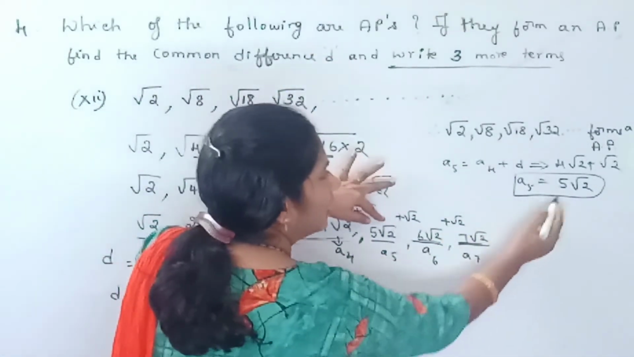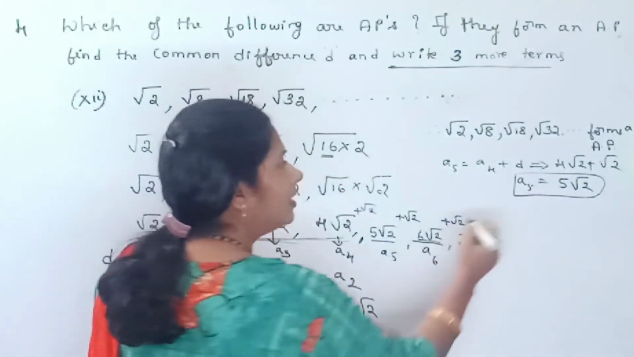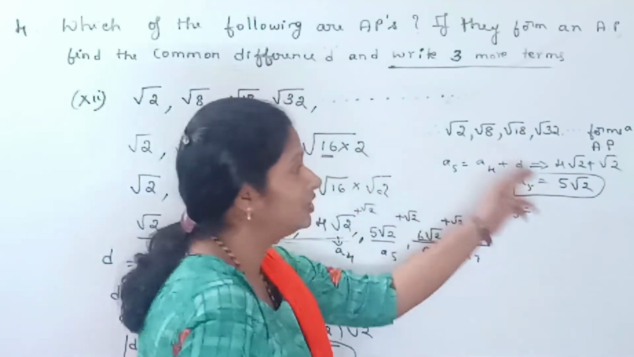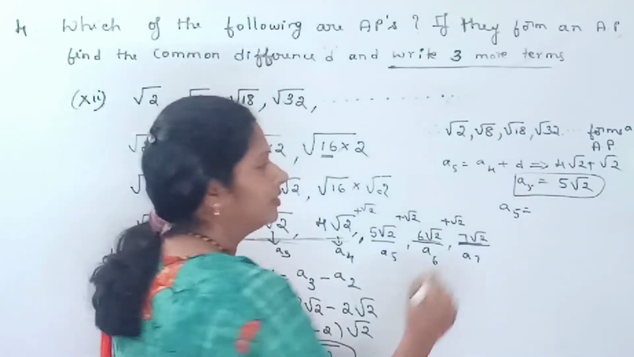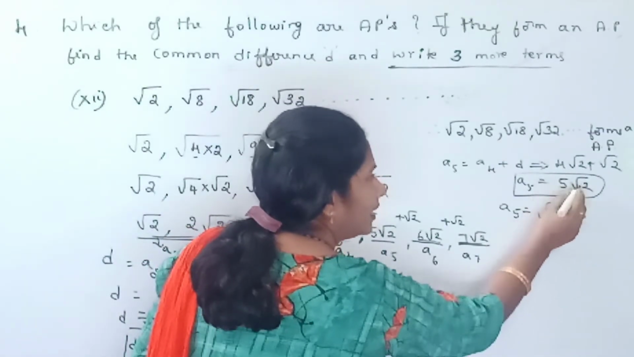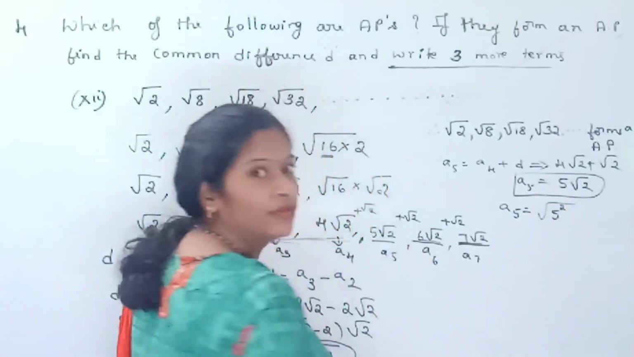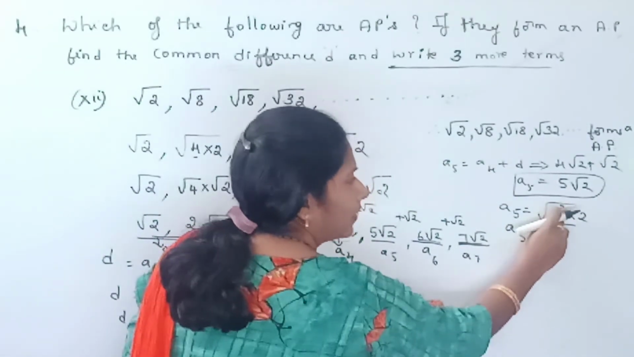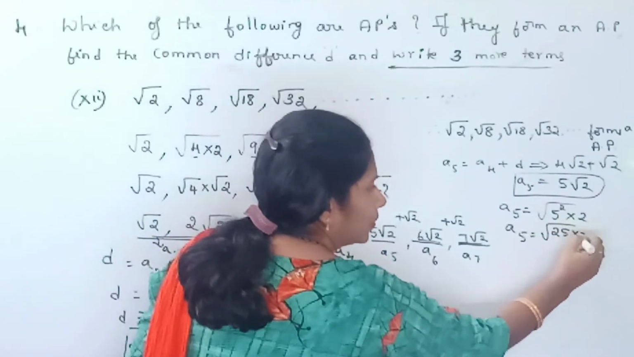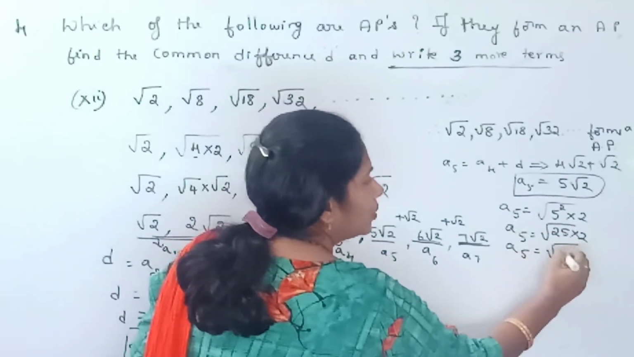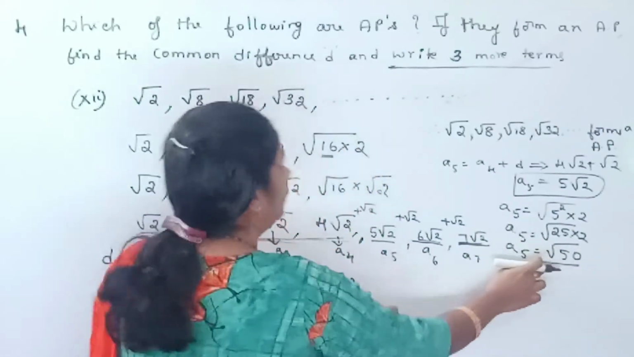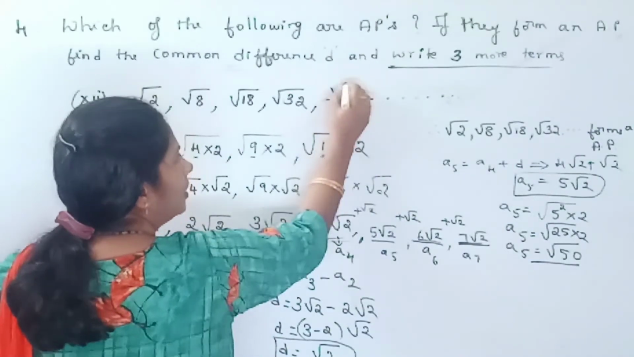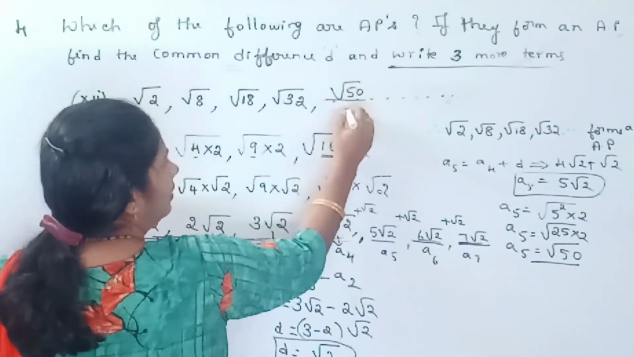So what is our 5th term? It is 5 root 2, isn't it? Now what will I do? For the 5th term, I'll take this 5 inside the root sign. So what I'll write? This 5, if I take inside the square root sign, it becomes 5 square into 2. Got it? So 5th term is 5 square, 25, into 2. So 5th term is root 50. And this root 50, you should write after root 32. So which term will come? Root 50. This is our 5th term.